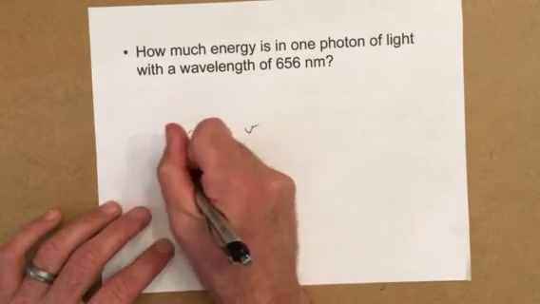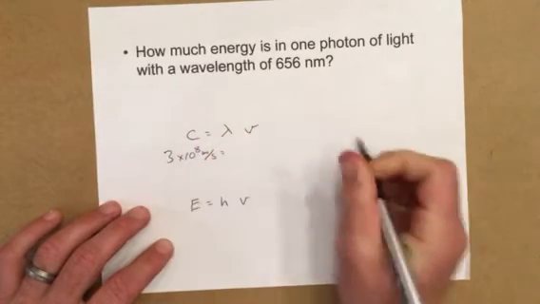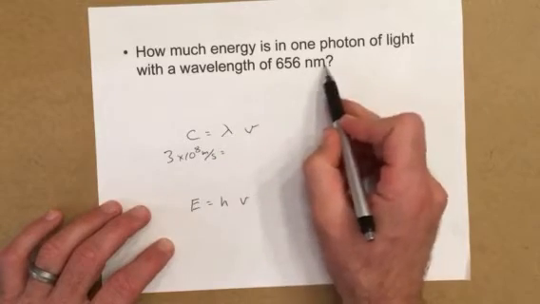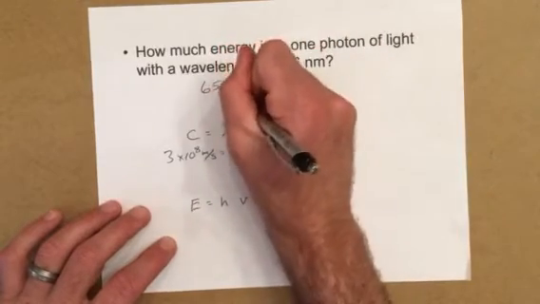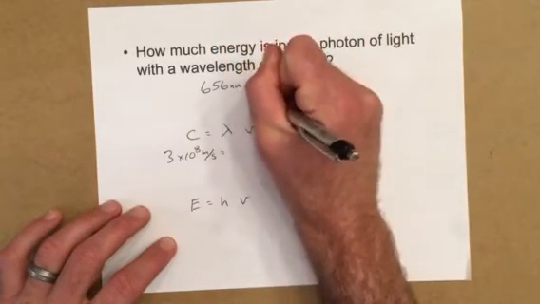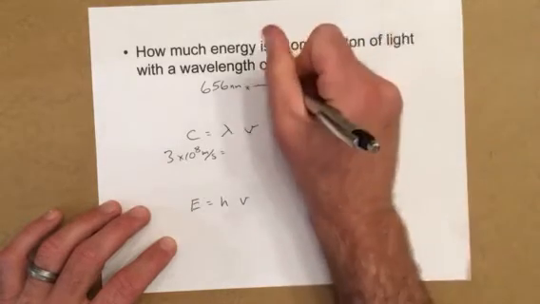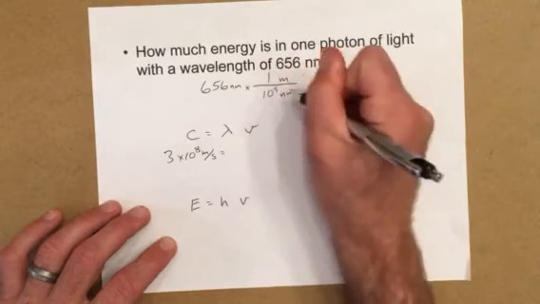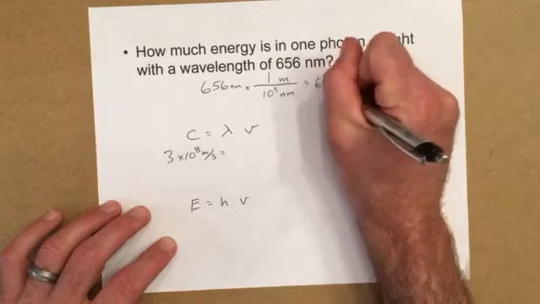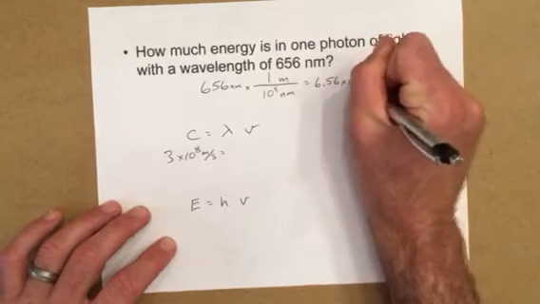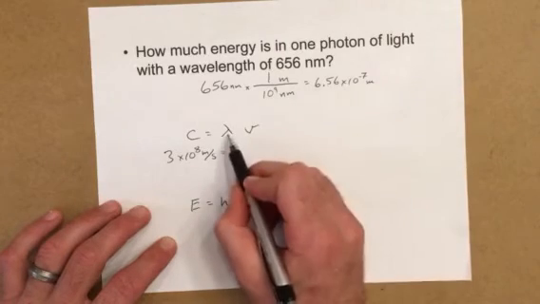So c, the speed of light, is 3 times 10 to the 8th meters per second. Our wavelength is in nanometers, so we're going to convert the nanometers to meters. We have 656 nanometers, and we'll convert that into meters. 1 meter is equal to 10 to the 9th nanometers. So when we do this, we get 6.56 times 10 to the negative 7 meters. Now that that's been converted, we can put the wavelength in.